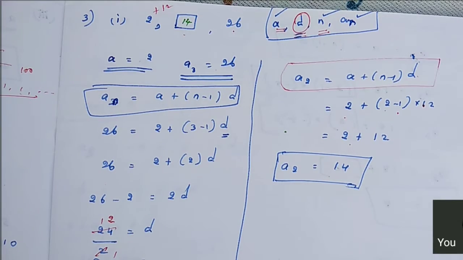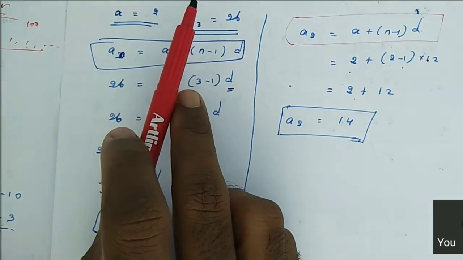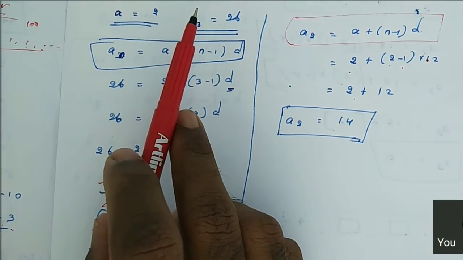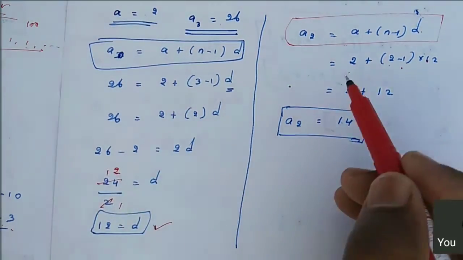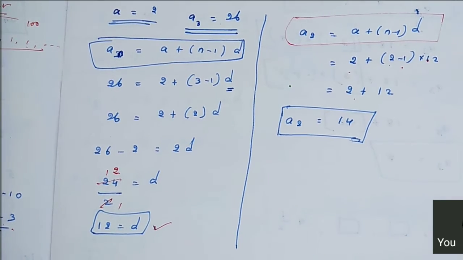Clear? Once you find the D value, you can directly write the answer for the second one. It is a shortcut. Otherwise, if you want to do the procedure method, you can do this. Are you all clear? Any doubt? Okay. Now we can go with the second problem.